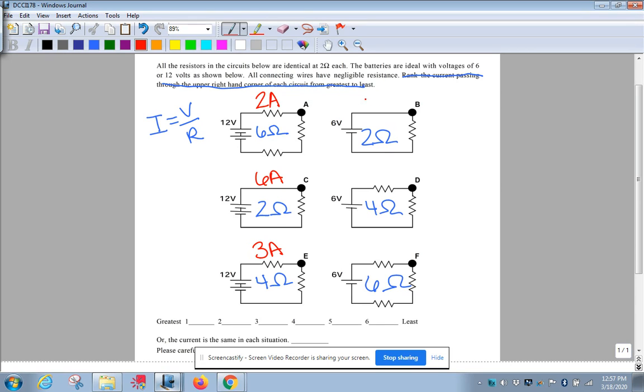6 divided by 2, so we would have 3 amps, so we have a tie. 6 divided by 4, which is 3 halves, or 1.5 amps. Then we have 6 divided by 6, so this one would be 1 amp.